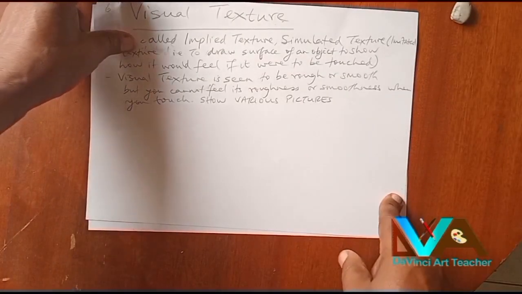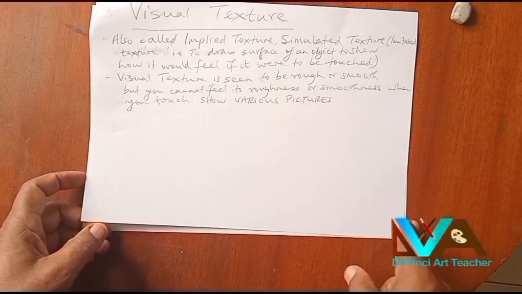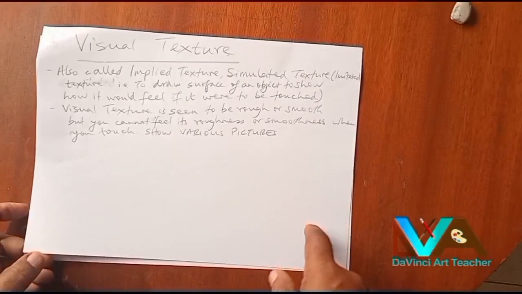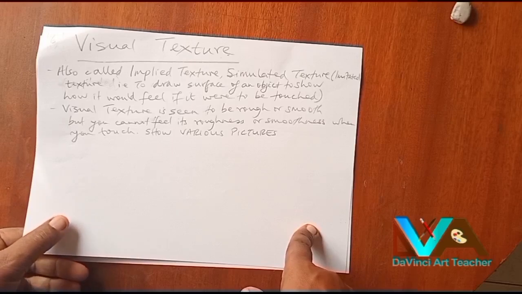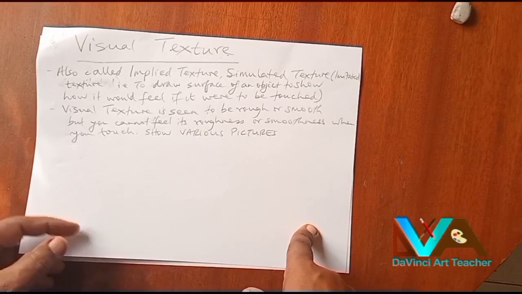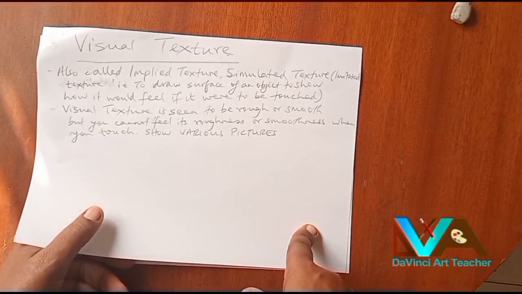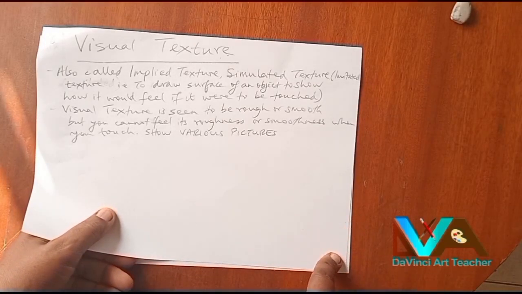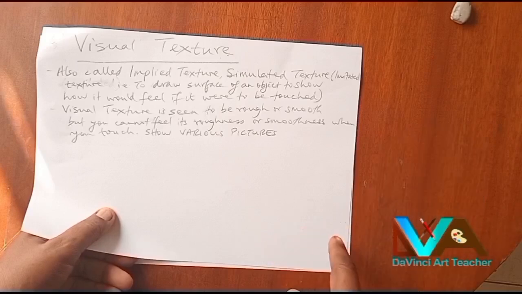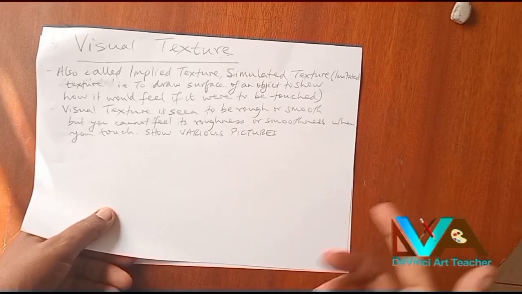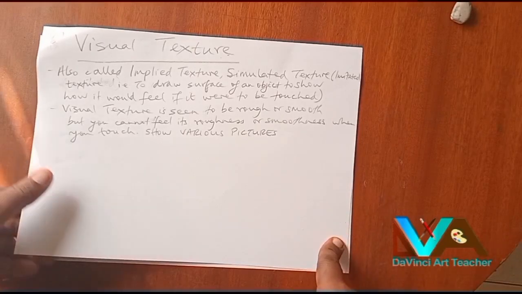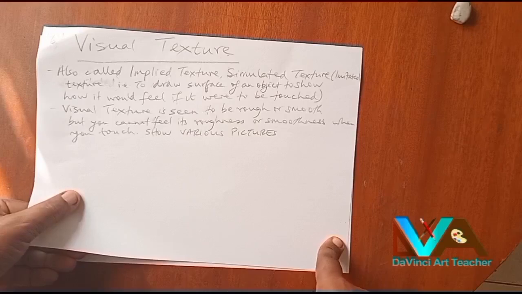Let's talk about visual texture. Visual texture is also called implied texture. It is also called simulated texture or imitated texture. It is created by drawing the texture on a surface. And when you are trying to create texture, you want to show how it would feel if it were to be touched, although it is not available for touching. Visual texture is seen, it is not felt.